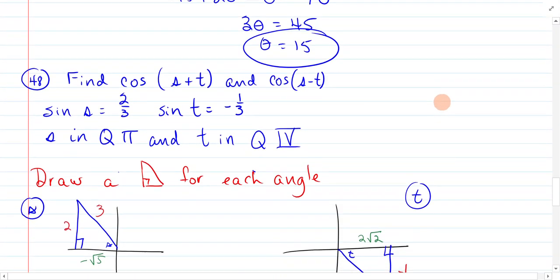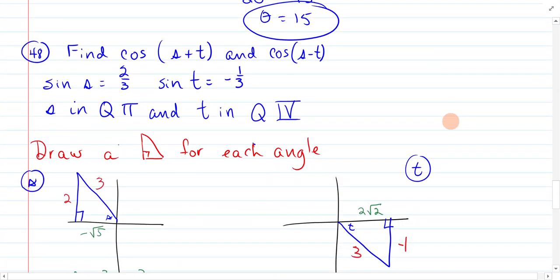And the last kind of problem that we're going to do is a good bit of work, but it's using the sum and the difference. So it says find cosine of s plus t and cosine of s minus t, given sine s is 2/3 and sine t is negative 1/3. S is in quadrant 2 and t is in quadrant 4.